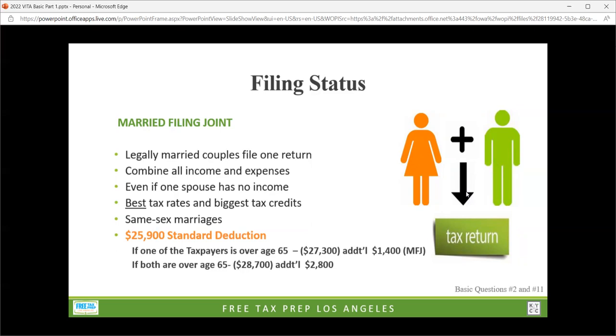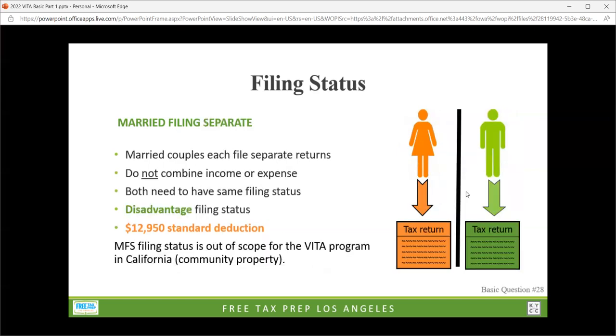So remember, married filing jointly is 2 people doing one return, combining income and expenses. Even though one spouse doesn't have any income, they can do it together if they are legally married. And if one of the taxpayers is over the age of 65, we can add $1,400 on top of the standard deduction. And if both of them are over the age of 65, we're going to be adding $2,800.